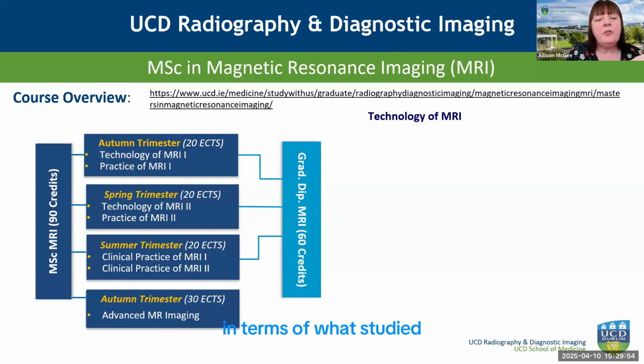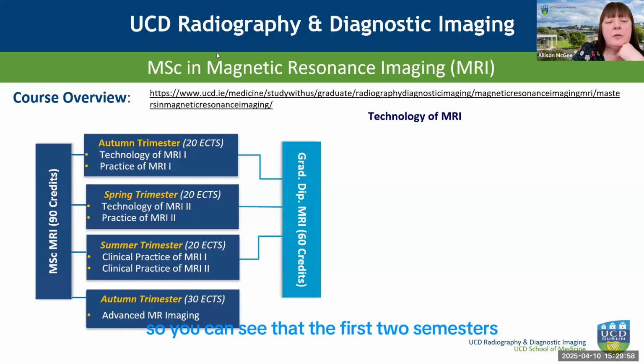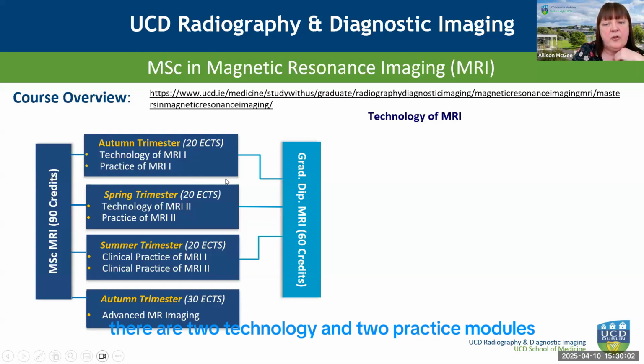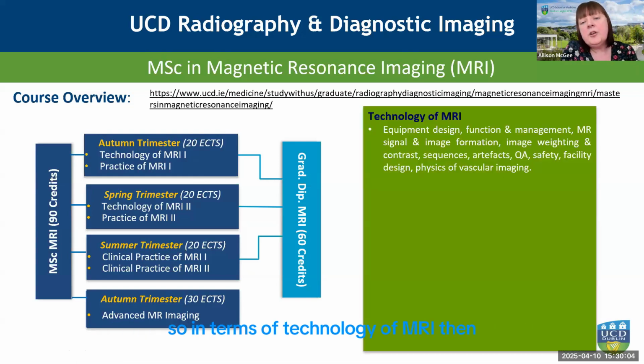So then in terms of what's studied over the course of the program, you can see that in the first 2 trimesters, broadly speaking, there are 2 technology and 2 practice modules. In terms of technology of MRI, each of these modules deals with the underlying physical principles that underpin MR image acquisition and enable students to understand the principles of the images that they look at and use to evaluate pathology effectively.